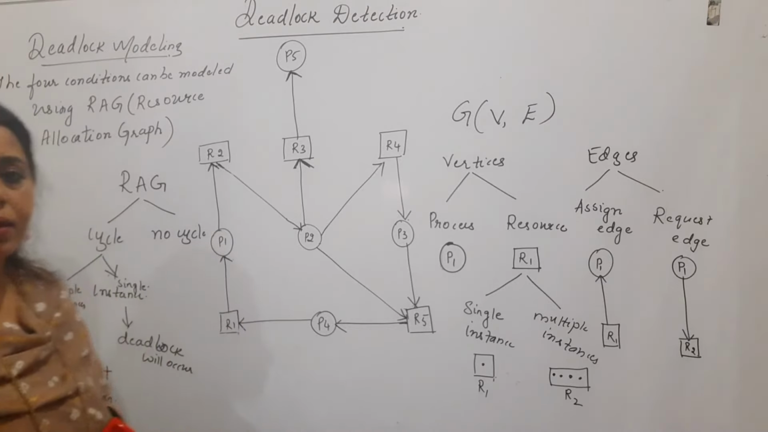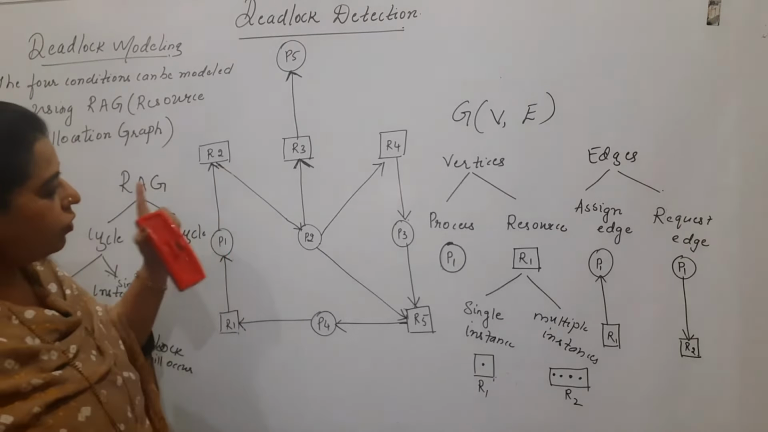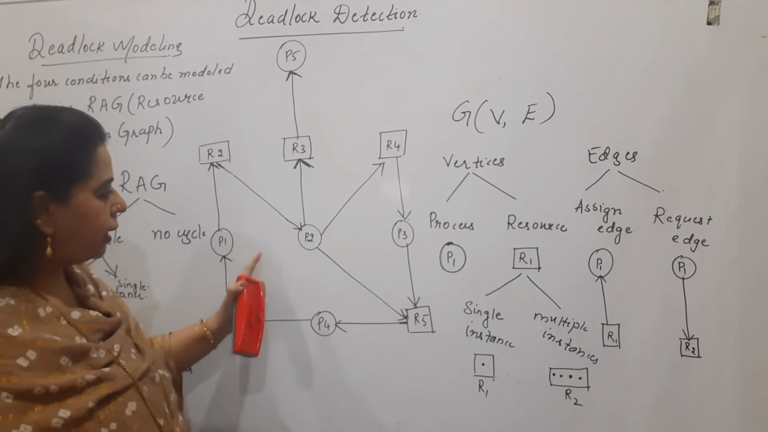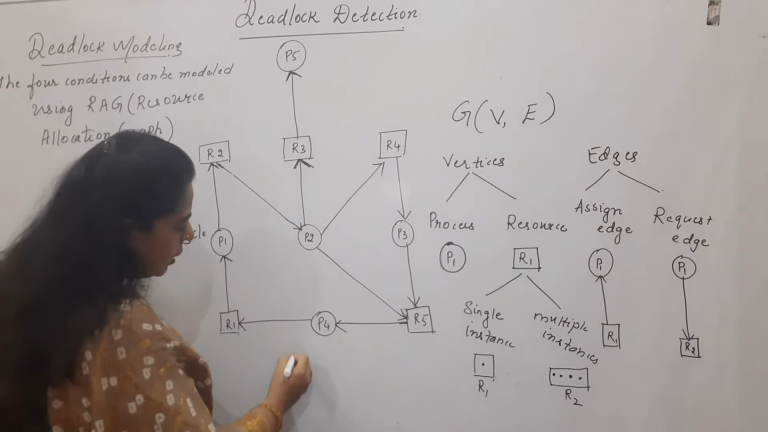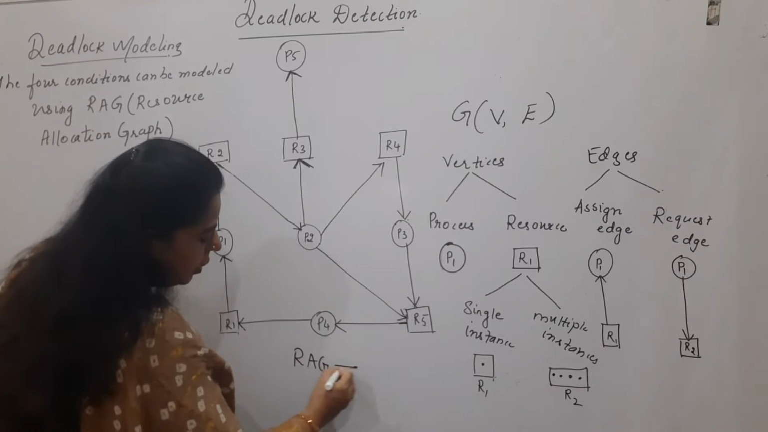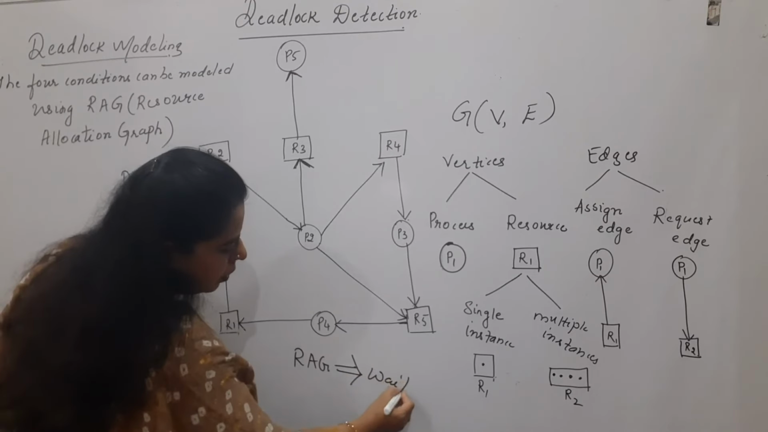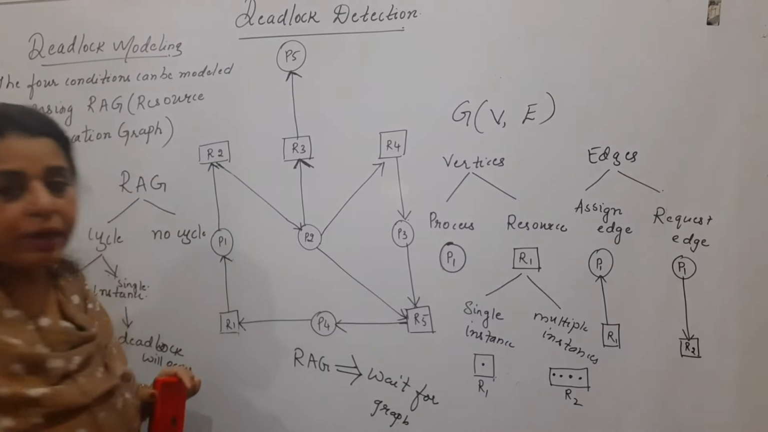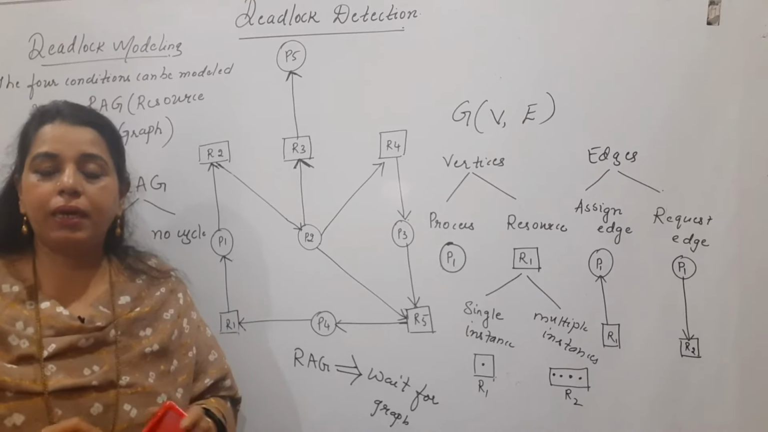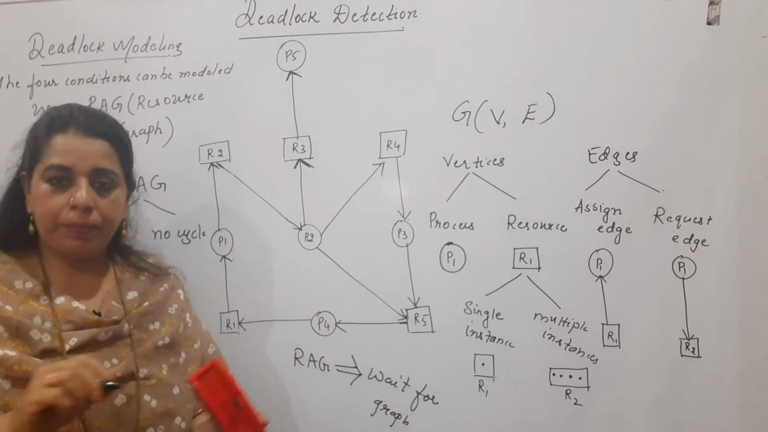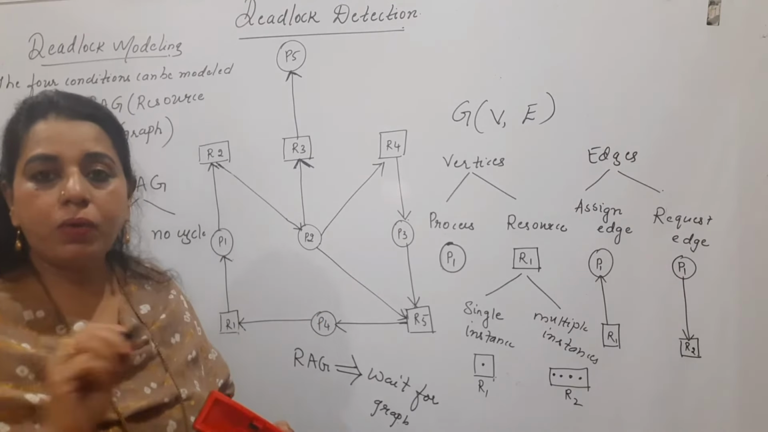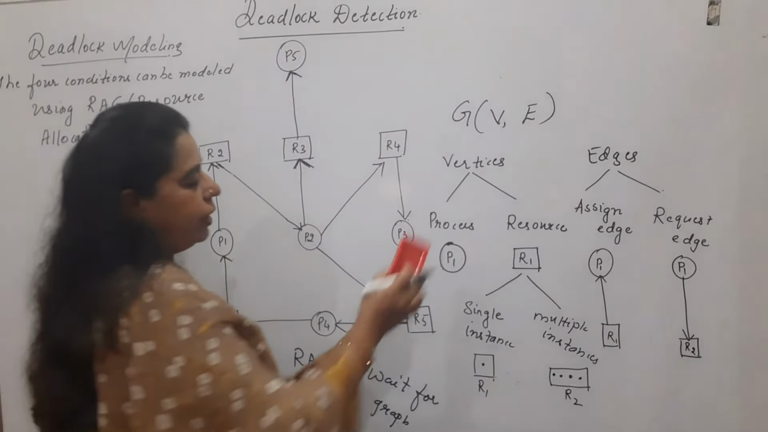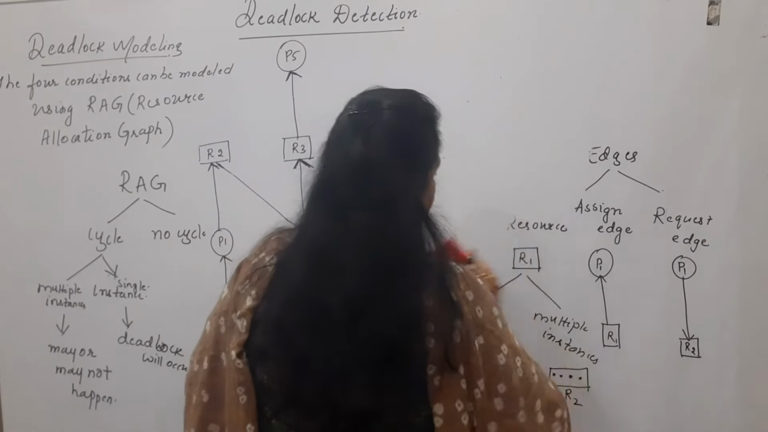Apart from that, if you have to talk about whether deadlock is occurring or not, it is better to convert this RAG into a wait for graph. Now what is a wait for graph? A wait for graph will have only the processes shown in the graph. We are not showing the different resources in the system, but only the processes. So how to convert this RAG into a wait for graph? Let me write that part also.